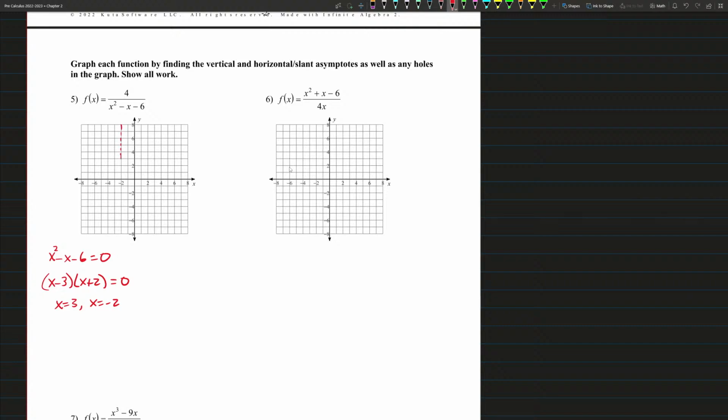So we get one right here, and we get one right here. That's the vertical. Horizontal, we are comparing the degree of the numerator and denominator. The degree of the numerator, n, is 0. M, the degree of the denominator, is 2. So n is less than m, therefore y is equal to 0.